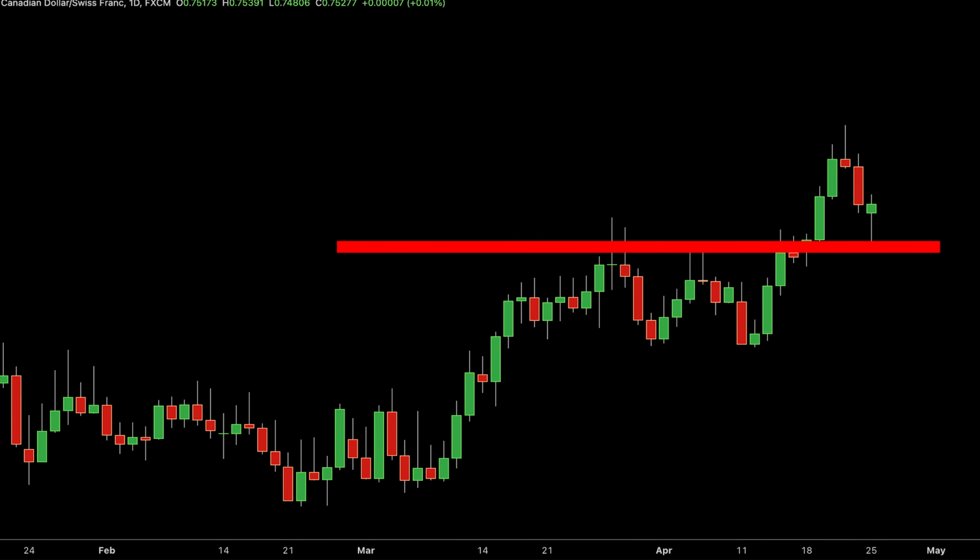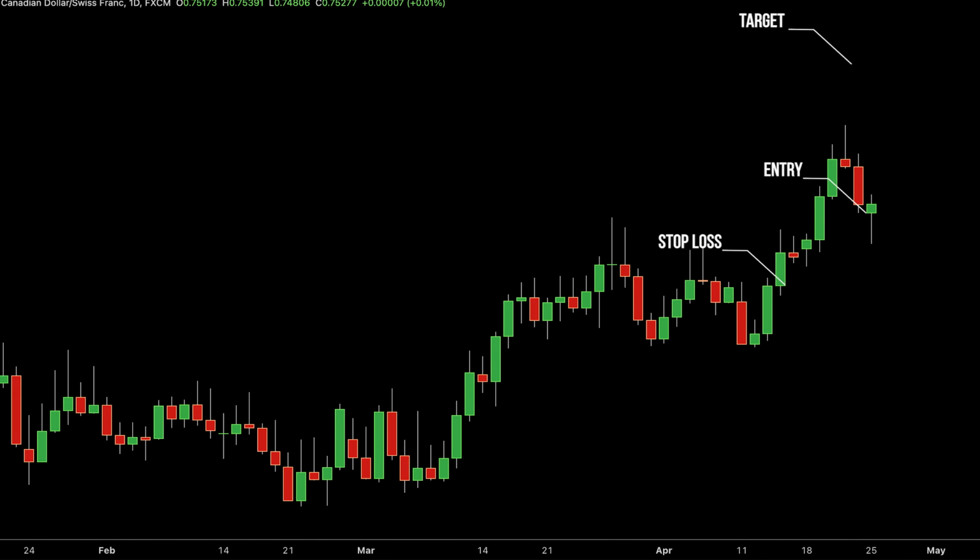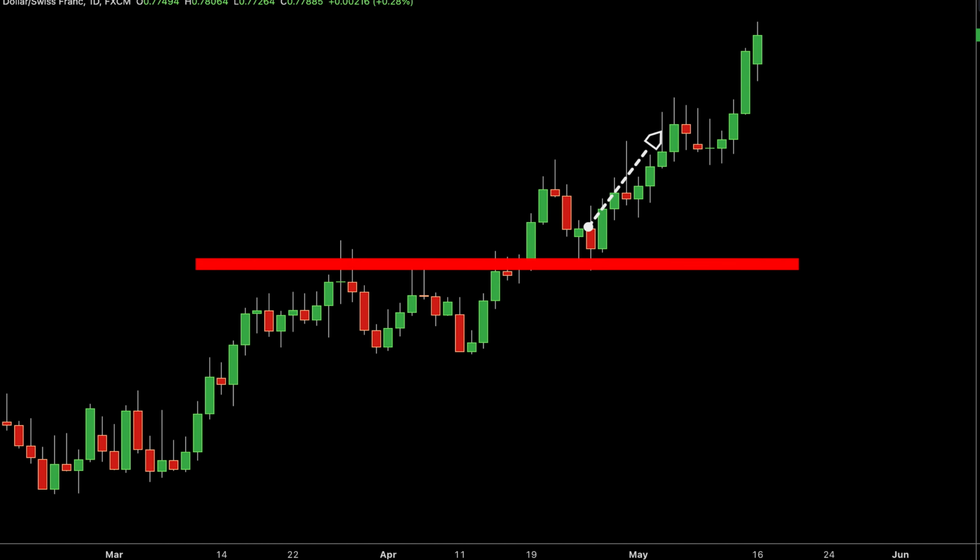To execute this trade, you place your entry at the close of the pin bar. Set a stop loss 20 pips below the pin bar's wick to safeguard against being prematurely stopped out. Your target is consistently set as the next resistance level. Now, look at what happened next. The market moved precisely in the targeted direction.